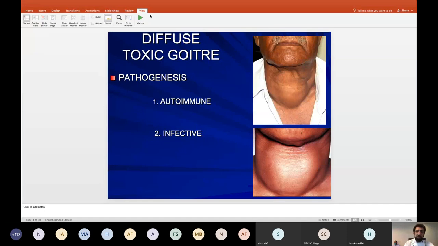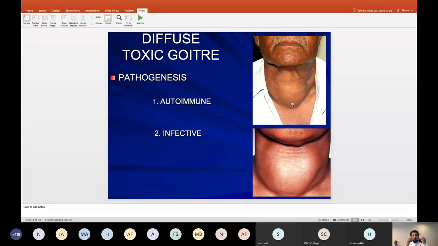So we'll first talk about a diffuse toxic goiter. And you can see that the goiter will appear diffusely. And unlike the other simple goiters or euthyroid goiters, when you're talking about a diffuse toxic goiter, the goiter and the toxicity start appearing simultaneously. That is, it's not like the goiter is there for a very long period of time and then it develops a thyrotoxicosis. Actually, they almost start simultaneously.